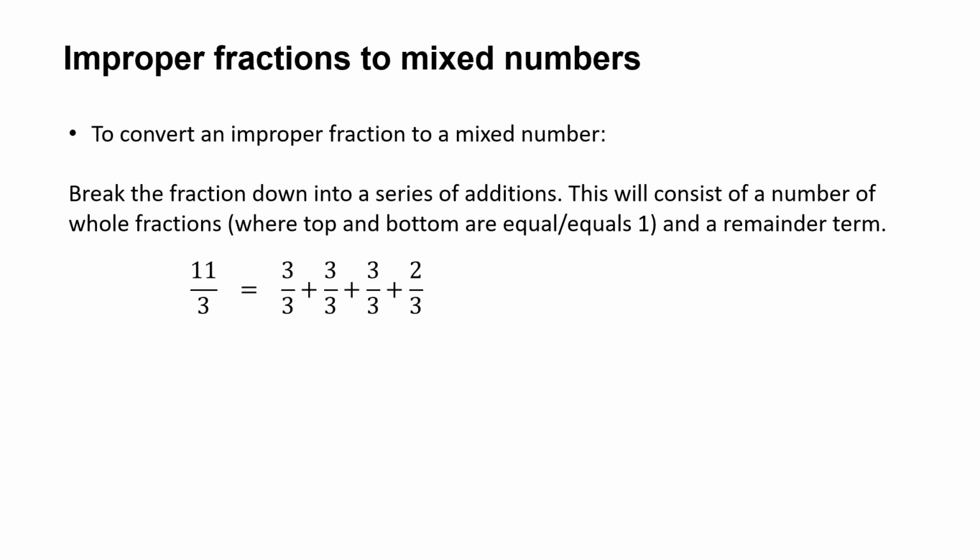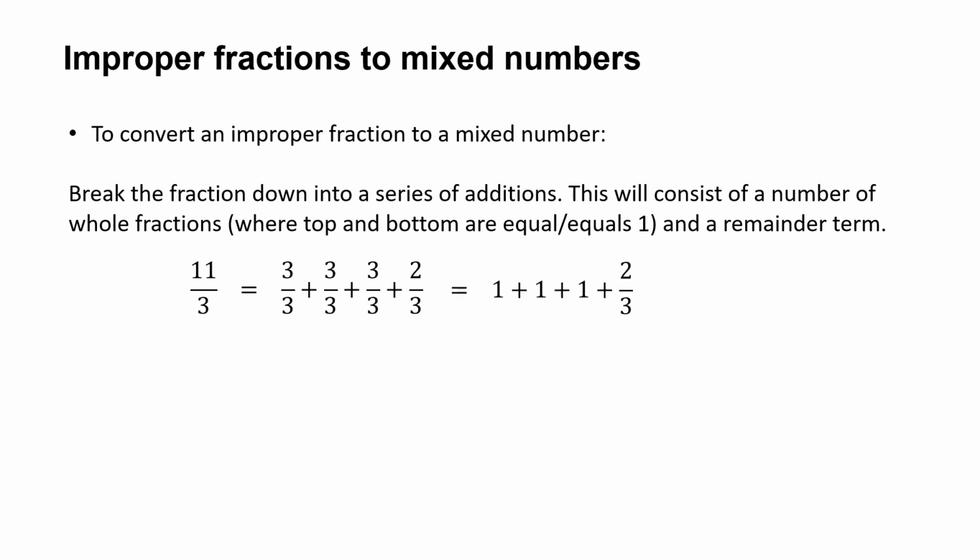Well, what I like to do is break the fraction down into a series of additions. So what do I mean by this? Well, this is going to consist of a number of whole fractions. So a whole fraction is where the fraction simply adds up to 1. So if we look here, let's take 11 over 3. This is equal to 3 over 3 plus 3 over 3 plus 3 over 3 plus 2/3. So we know this. Using our addition rule, we'd have 3 plus 3 plus 3 plus 2 over 3, which is equal to 11 over 3.